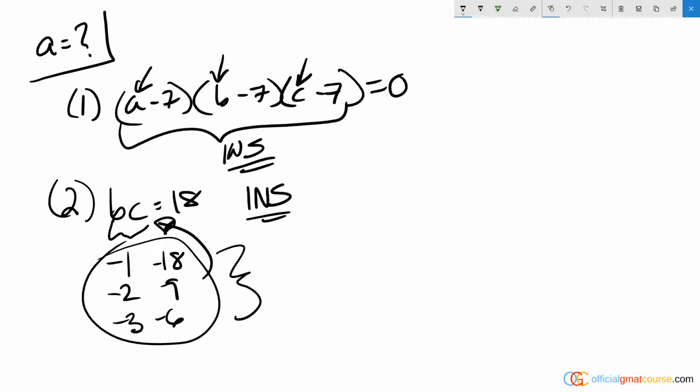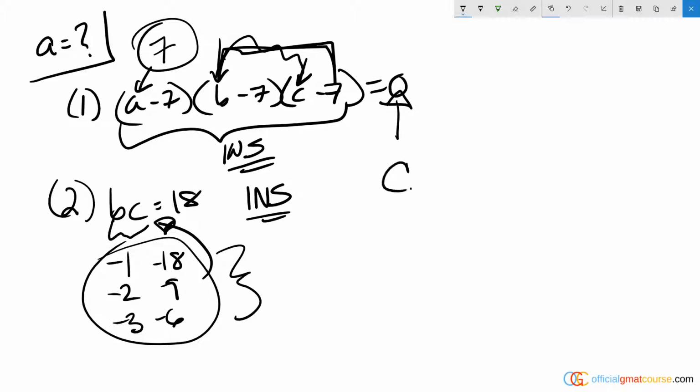And that tells me that b and c cannot be 7, which means b and c cannot wipe out this solution over here. They can't wipe out the rest of the formula, which means that a must be the 7 that's wiping this whole thing out and turning it equal to 0. So that means that answer choice C is our answer.